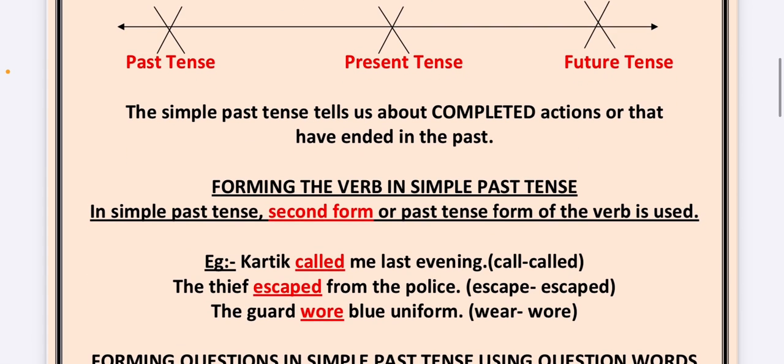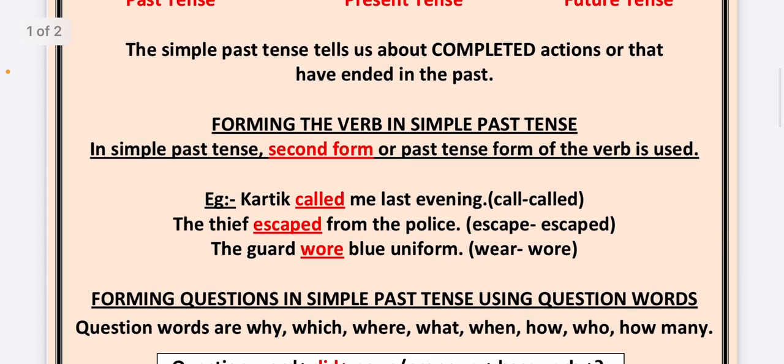Now, how do you form simple past tense? We always use the second form or the past tense form of the verb. There are three forms of verbs. Yes, we have read in that worksheet that there are three forms of verbs. For example, tell, told. So, we will use the second form, told form of the verb tell. So in simple past tense, we always use the second form of the verb. Usually we add ed, but it is not true in all the cases.